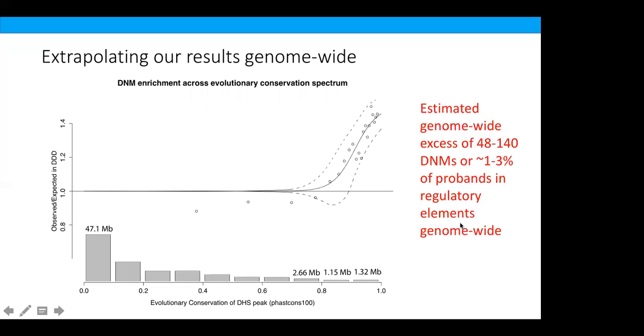So effectively, this allows us to take the area under the curve here based on our data in DDD and extrapolate it down to all of the real estate genome-wide.